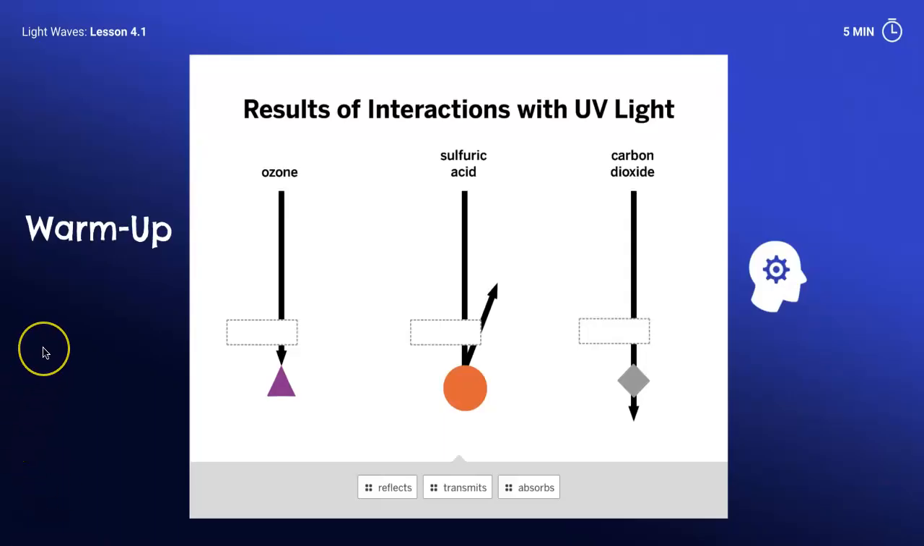All right, so we're going to look at this warm-up. Here are the results of interactions with UV light. Remember in the last lesson, you each were divided up into three different groups, and you tested these different substances out, the ozone, sulfuric acid, and carbon dioxide around Australia. And I want to know which one did what. So if we have the choices down here, reflects, transmits, and absorbs, which one would the ozone be?